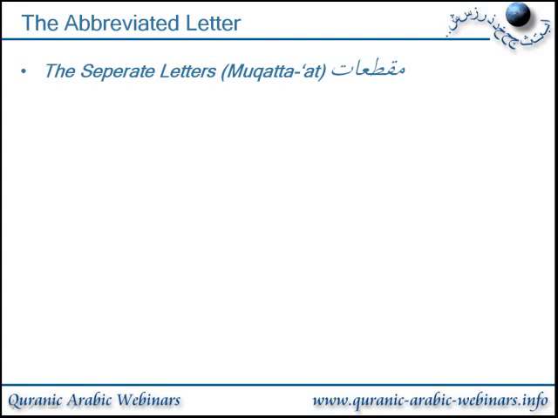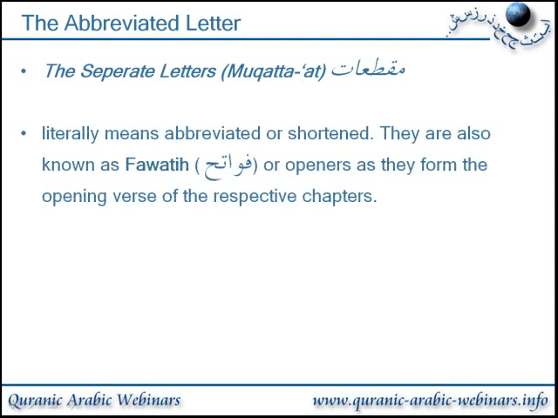Some people call them the separated letters, and in Arabic they're known as the muqatta'at. Literally this means abbreviated or shortened. They're also known sometimes as the fawatih, or openers, as they form the opening verse of the respected chapters. So these are some letters that are right at the beginning of the surah.